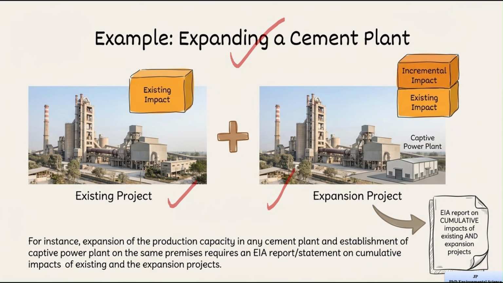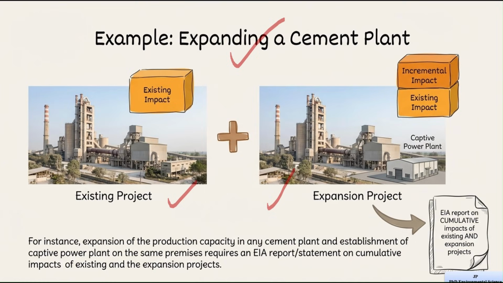Cumulative impact is combination. Total impact is not just the new project, it is existing impact plus incremental impact equal to cumulative impact. Why is this important in EIA? When evaluating the expansion, you cannot study only the new plant, you must study both together. That's why an EIA report on cumulative impacts is required.